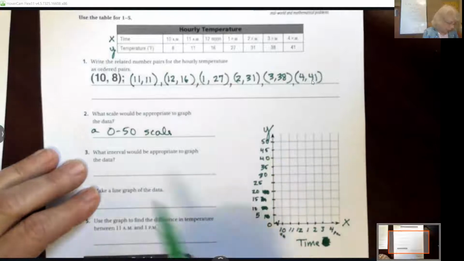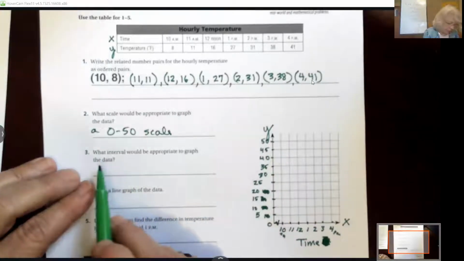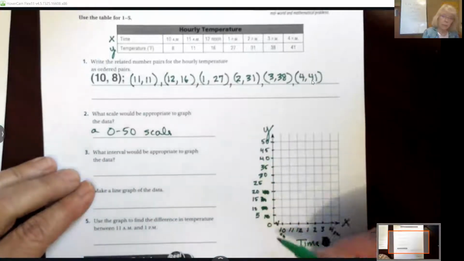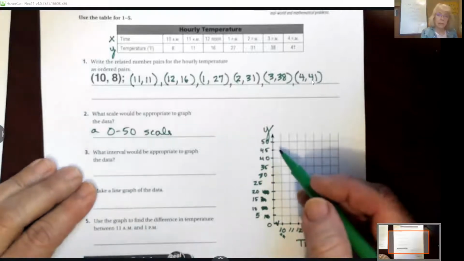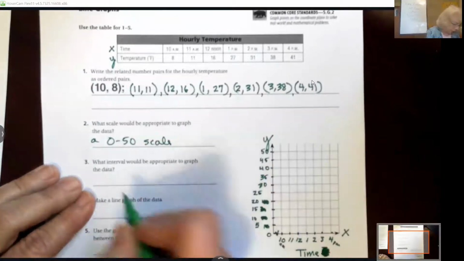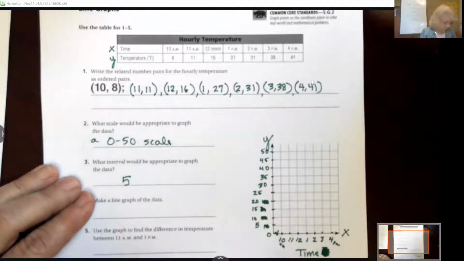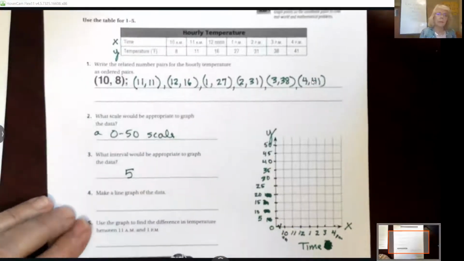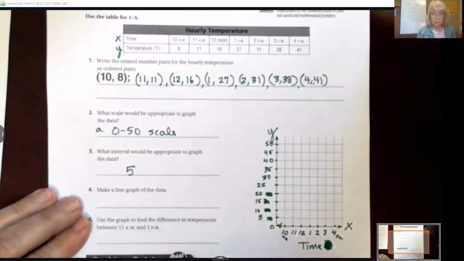And then they're asking what interval would be appropriate. Well, we figured out to get a full-size line graph, we went with intervals of 5. Okay, so that's all we have to put there. Now they want us to make a line graph with the data.